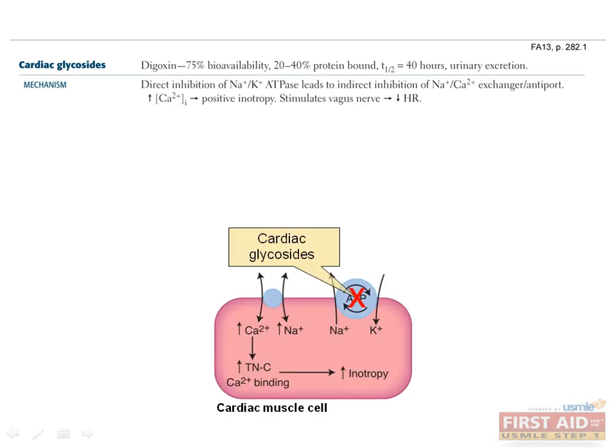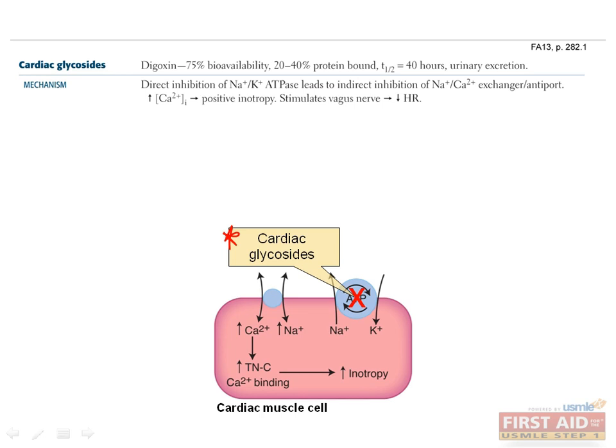Now that we finished talking about lipid-lowering drugs, let's move on to discuss some of the drugs used in treating heart failure. The first group is known as cardiac glycosides, including digoxin and digitalis. These drugs work by directly inhibiting the sodium-potassium ATPase in cardiac muscle.